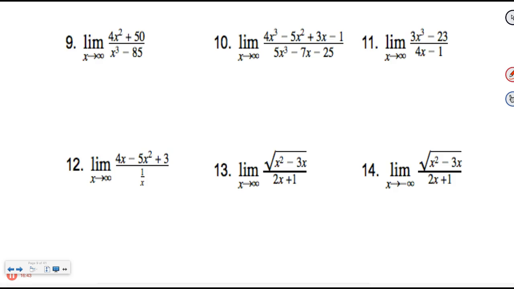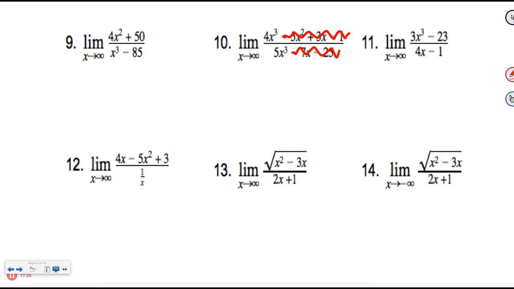Go to number 10. Locate those highest powers. Everything else should leave your brain. I even sometimes tell kids cross off everything but the highest power on the top and the highest power on the bottom. Agreed? What's my answer? Fast and accurate. 4/5.